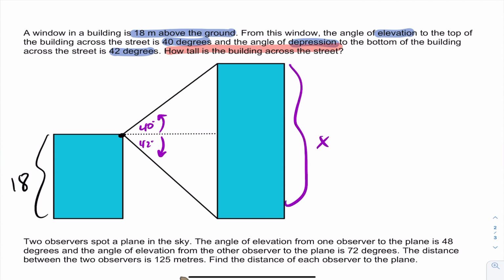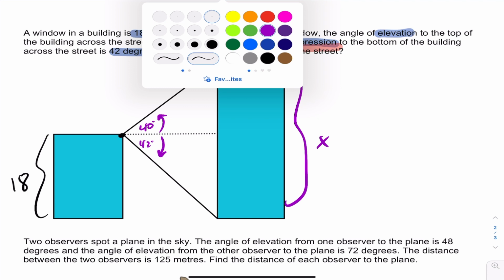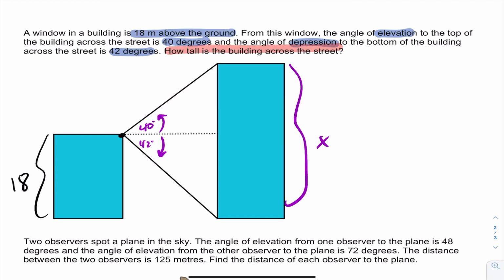Now in this problem, we know the length from here to here is 18 meters, which means the length from here to here would also be 18 meters. So I actually know this is 18 meters, so I don't have to label the entire length as an x. What I can do is find this length here, and then I can go ahead and solve the triangle. Well, I can find this length because I have a right angle triangle going here. I have two right angle triangles.